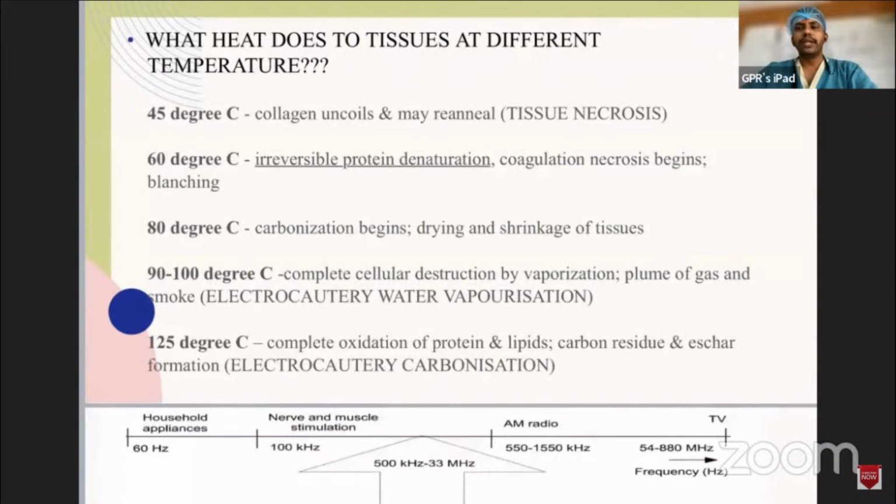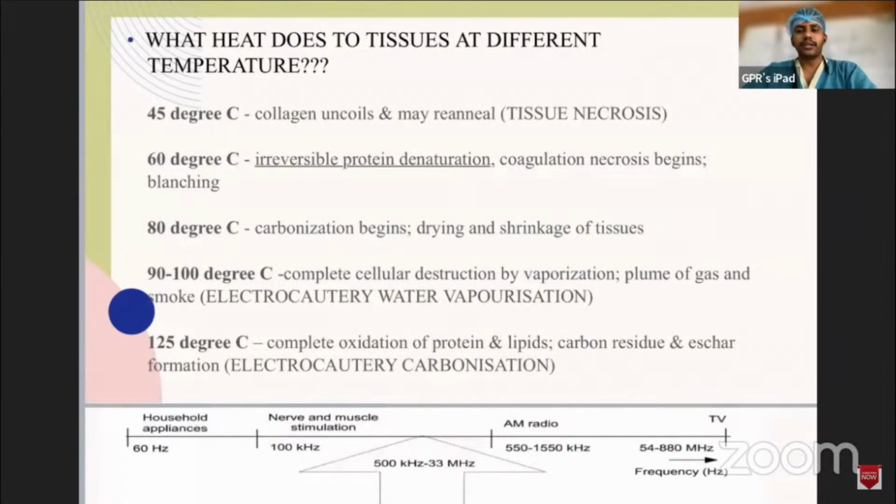So the desired effect depends upon the grade of temperature; the way of its result matters. When it is about 45 to 50 degrees centigrade, there will be collagen uncoiling within the tissue, and the annihilation process will happen, which leads to tissue necrosis. When the tissue is exposed above 60 degrees centigrade, there will be irreversible protein denaturation, followed by coagulation necrosis, and blanching will happen. So at this point it becomes irreversible. We cannot revert the tissue back.